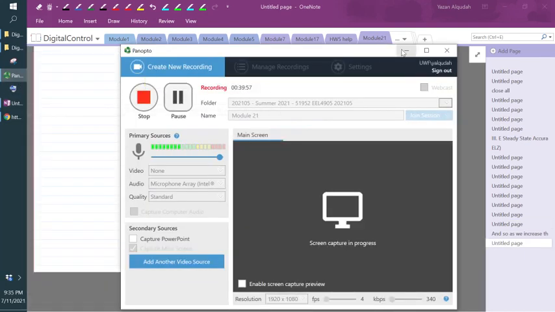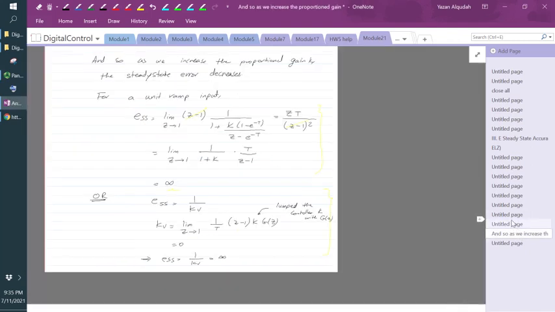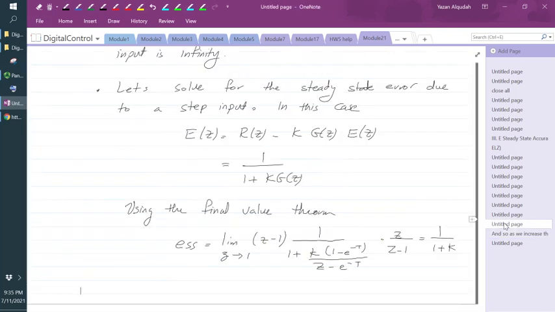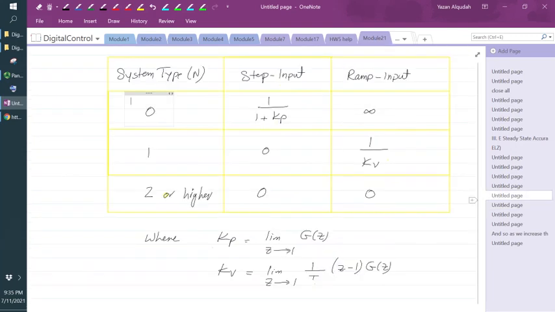Okay, so I'm going to go back to the calculation of the steady state error for the case of a unit step input. So we calculated it by deriving it directly using E of z. Now let's calculate it using the table. So according to the table here, the steady state error for the system is going to equal 1 over 1 plus Kp, and Kp is equal to the limit as z goes to 1 of G of z.